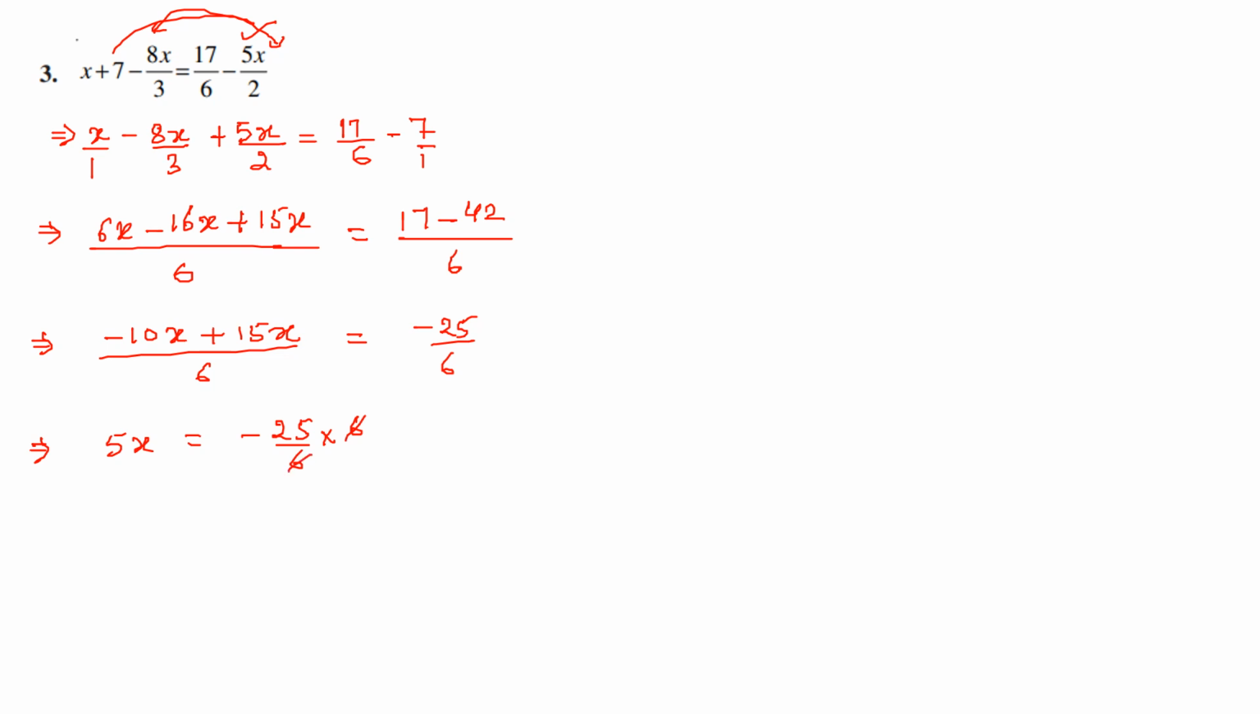6 and 6 cancel. Now I am transposing 5 to the RHS. So multiplication will change to division. So minus 25 by 5 will give me minus 5. So this is the third question. Now fourth question. x minus 5 by 3 equal to x by 3 minus 5.